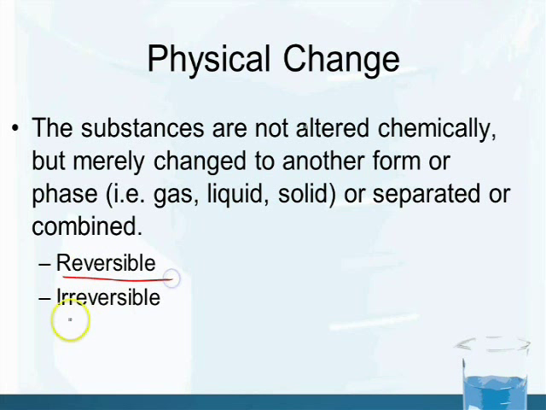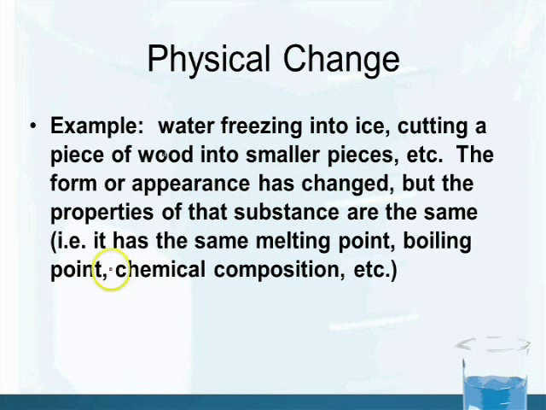Now you can have reversible or irreversible changes. So for example, water freezing into ice. You have water here and it freezes into an ice cube. You cut a piece of wood. The form or appearance has changed, but the properties of that substance are the same. It has the same melting point, boiling point, and chemical composition. It's exactly the same. Water, whether it's ice or liquid or vapor, is still water. The wood could be sawdust, but it's still wood.